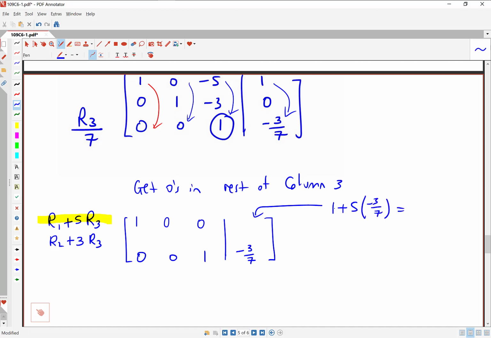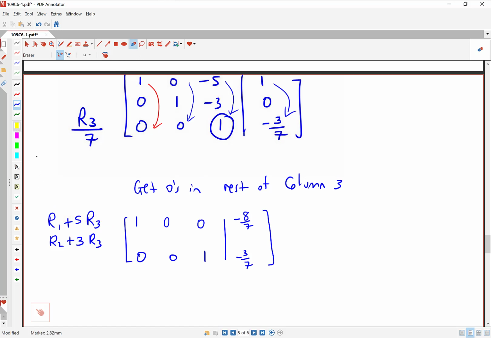So let's just figure out how many sevenths that is. If we multiply 1 by 7/7, it's like 7/7 minus 15/7. That's -8/7. All right, and then very last step, let's highlight the operation that we're doing here. We're going to do row 2 plus 3 row 3.